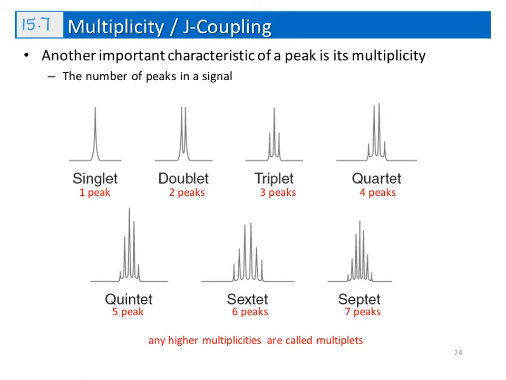Now, when you get above 7, it's almost impossible to see the peaks clearly because they are so close to one another. Unless you have a very good NMR instrument, you cannot see them. So anything higher than 7, we call that a multiplet.